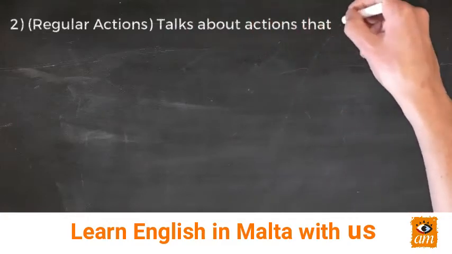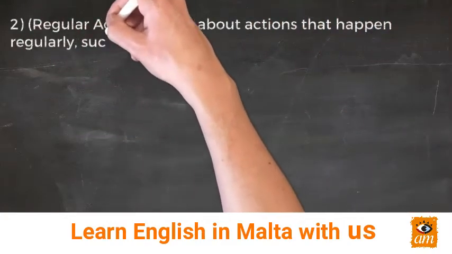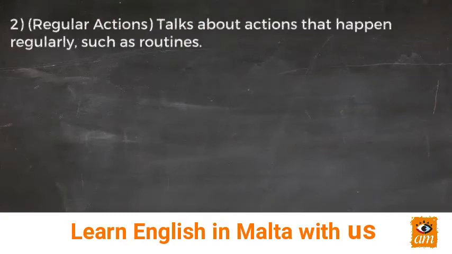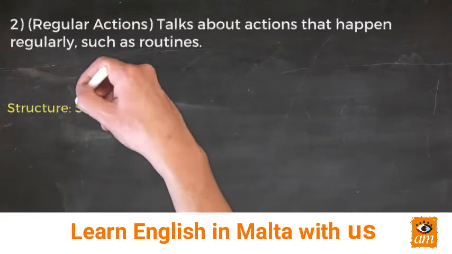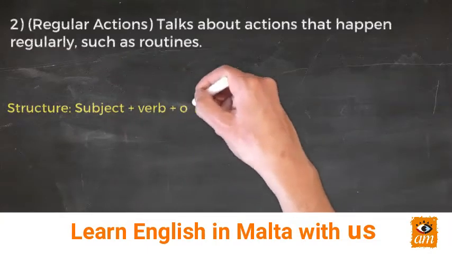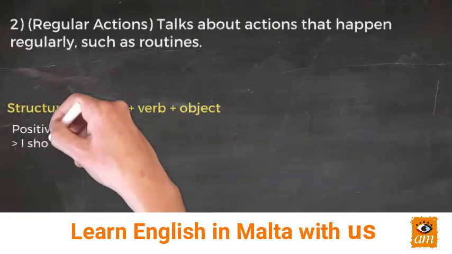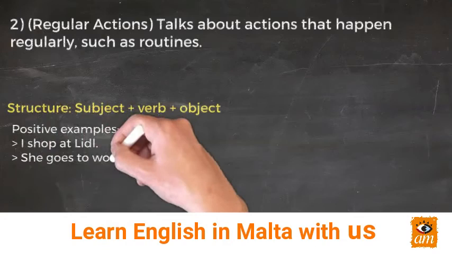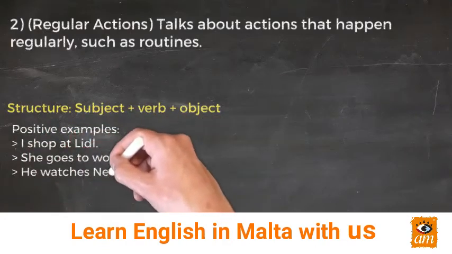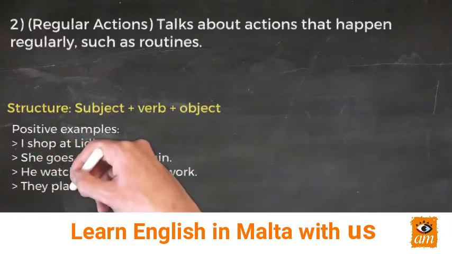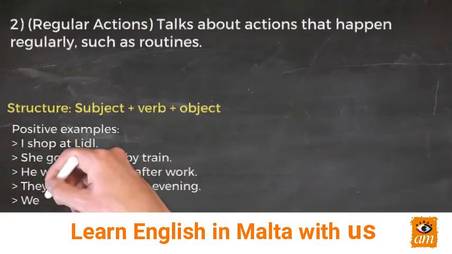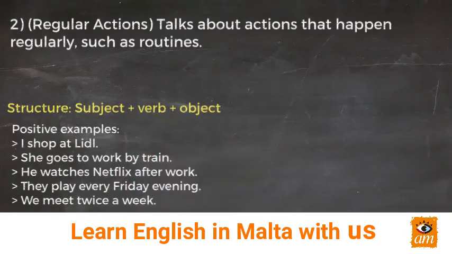If we look at the second way that we can use the present simple with regular actions, the structure is subject plus verb plus object. We have positive examples such as I shop at Lidl, she goes to work by train, he watches Netflix after work, they play every Friday evening, we meet twice a week.